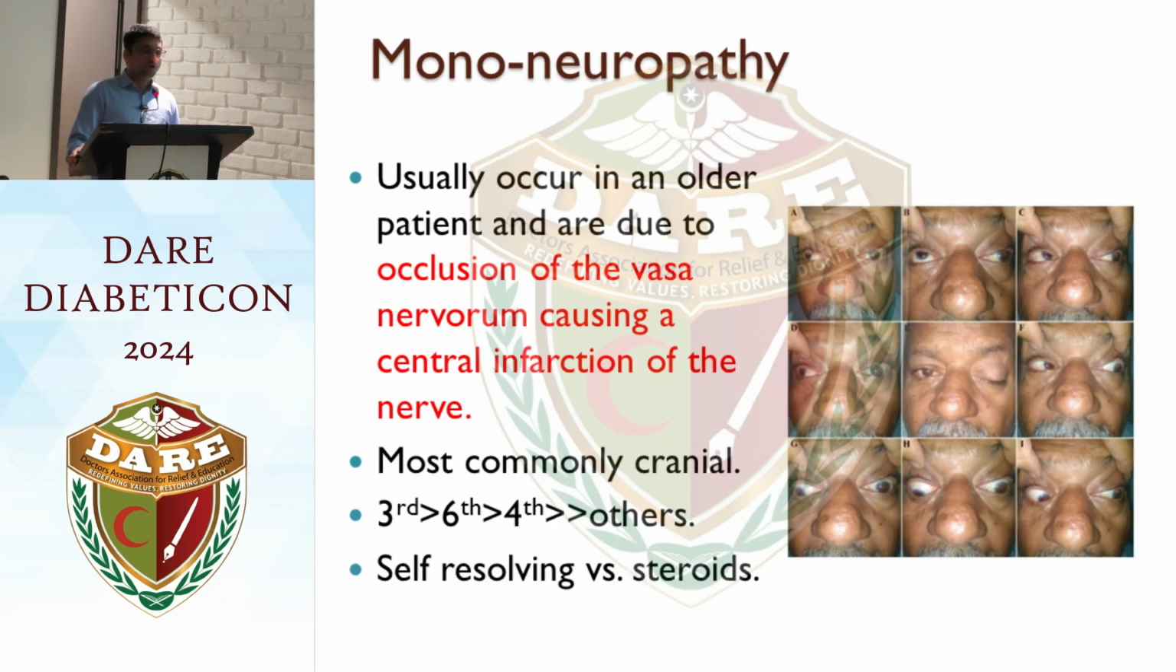So the next topic is mononeuropathy. We come across many people with diabetes coming to us with sudden onset of double vision, diplopia, or sudden onset of foot drop. The reason behind this is occlusion of the vasa nervosum causing central infarction of those nerves. Most commonly this mononeuropathy affects cranial nerves, and among them most commonly the third cranial nerve. Likewise, the sixth, fourth, and other peripheral nerves can be affected. It is usually self-resolving, but in specific conditions we can give a steroid trial for them.